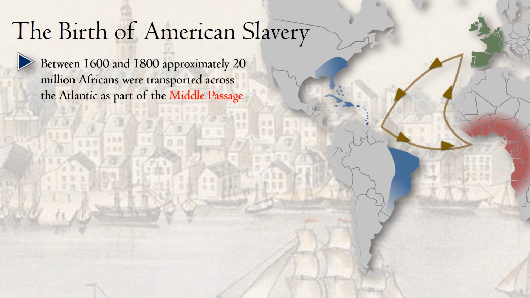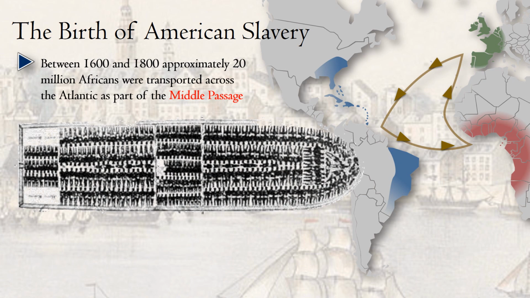So between 1600 and 1800, you're going to see approximately 20 million Africans transported across the Atlantic as part of what's called the Middle Passage. That is that middle leg in the triangle trade, which we spoke of earlier. This is a slave ship, and we'll show you a larger picture of it in just a minute. But as you can see, these are human beings that are packed onto these slave ships as commodities with very little regard for their comfort or safety.